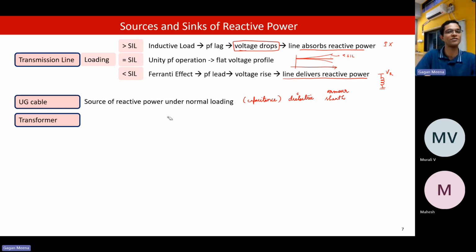And this is the reactive component out of the apparent power. If we take the reactive component and then the active component, this part, because of magnetizing current, is not available for useful work. And that is why out of S, only this much active power is left with us. So without Q, we cannot operate the transformer itself.